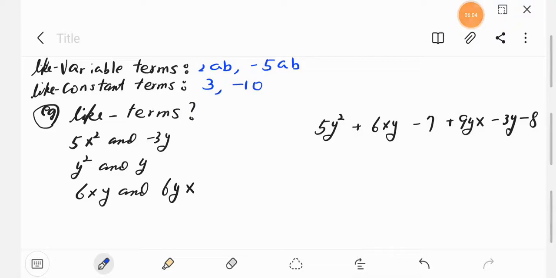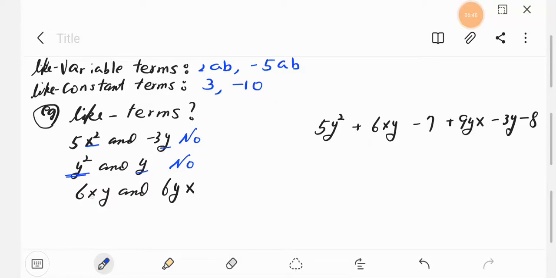Okay, then let's check whether the following pairs are like terms or not. 5x squared and negative 3y. Are they like terms? Definitely no, because this is x squared and this is y. The variable parts are different. How about y squared and y? No, because y squared means y times y, and y times y is different from y. So they are not like terms. Even though they use the same variable y, the exponent is different, so the variable parts are totally different.